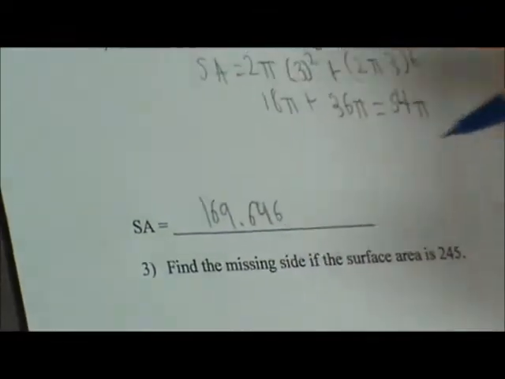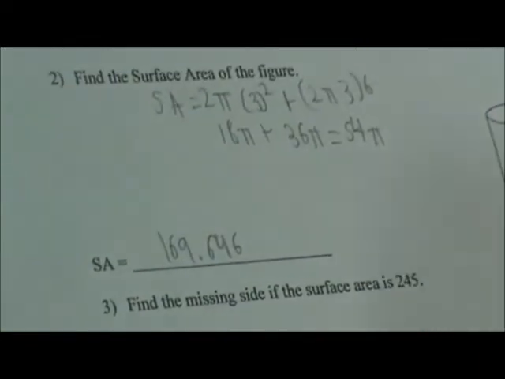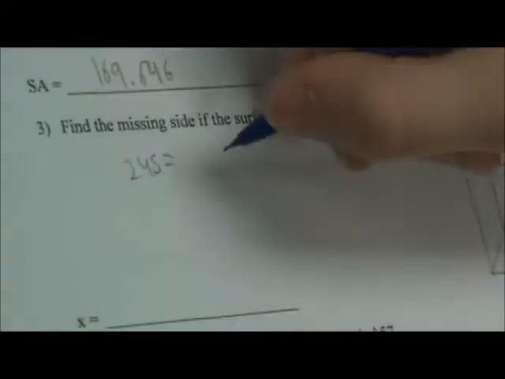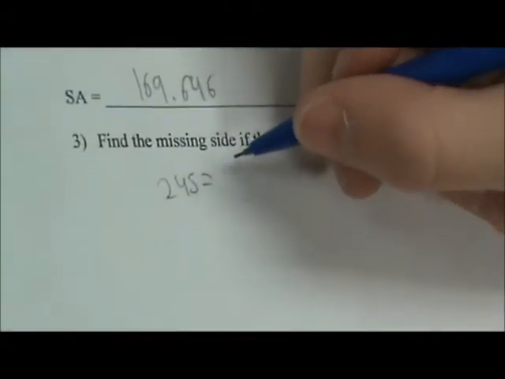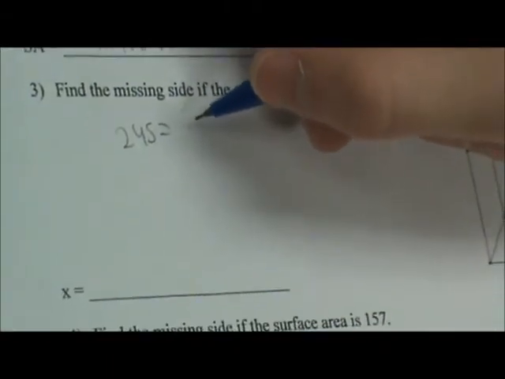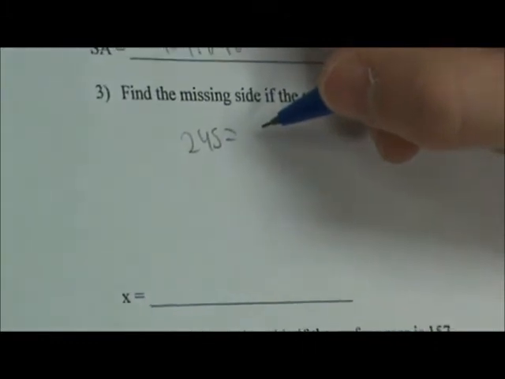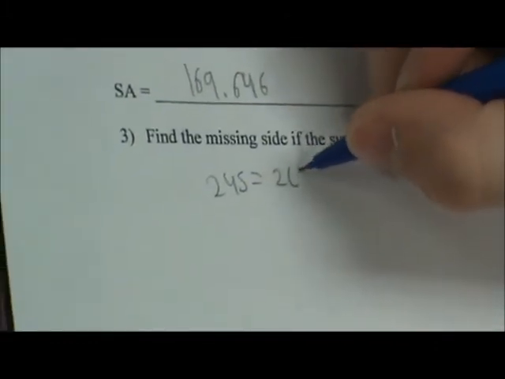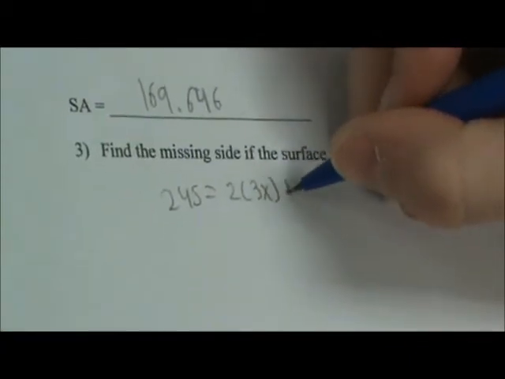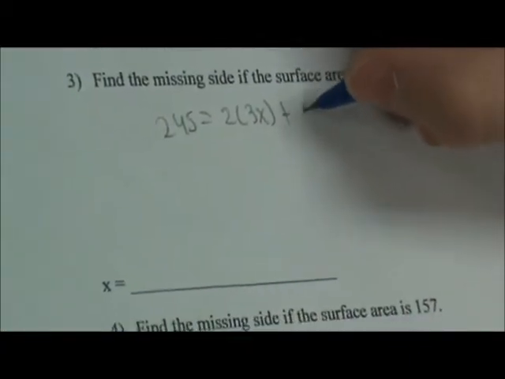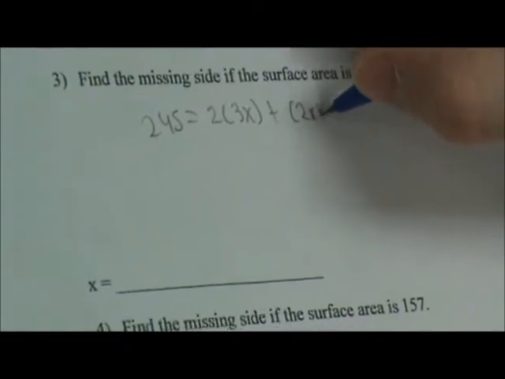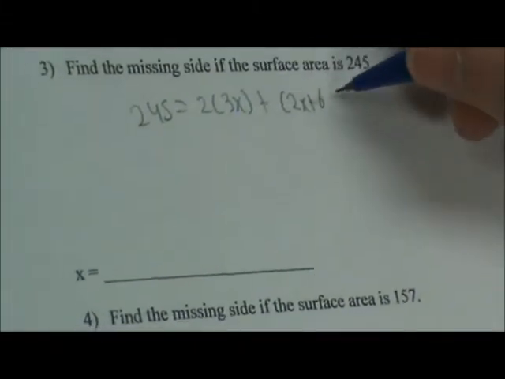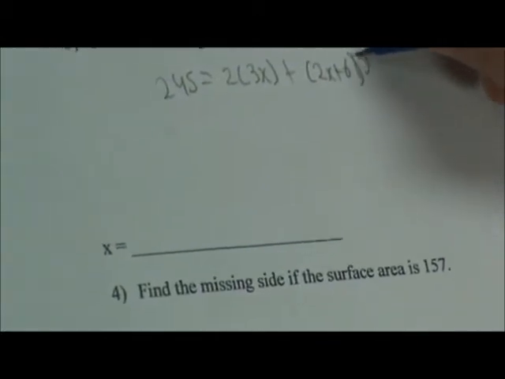Number 3, we have to find the missing side if the area is 245. So we're going to fill in what we know. We've got 3 times x, that's going to be the base area, so that's 2 times 3x. And then we have to take the perimeter. That's going to be 2x because you've got both sides, plus 6 because that's the 3 and the other side that matches, 3 times 7, which is the height.